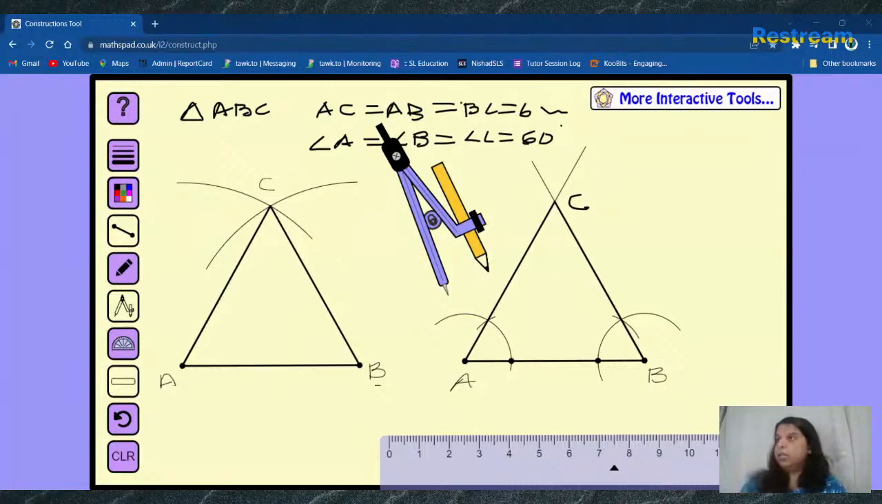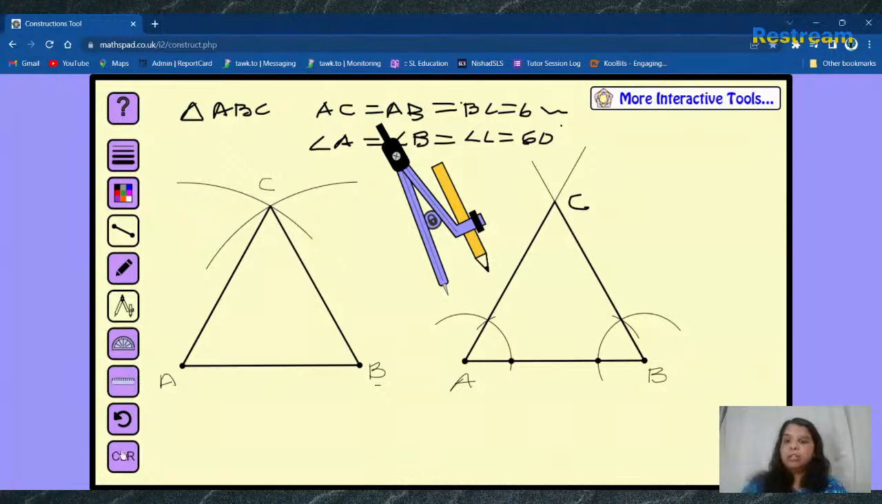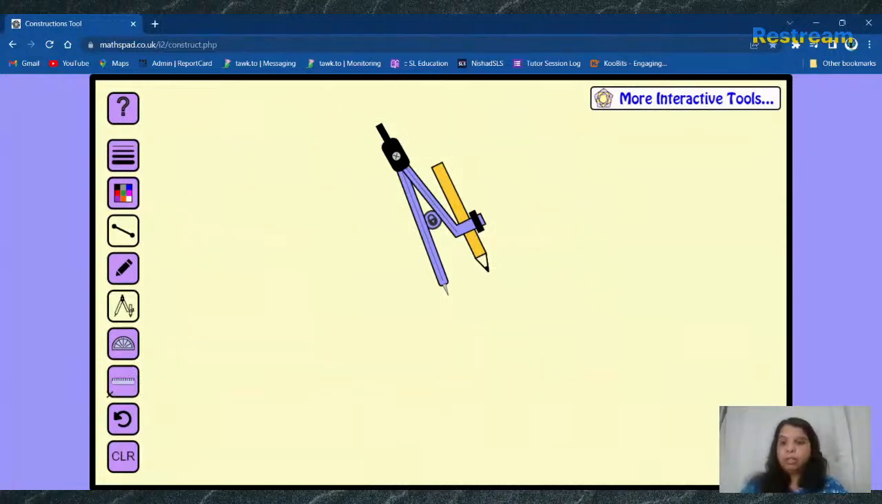Now this is a question that we can do. I don't know whether I can be able to, but they have given you some steps over here. So I'm going to follow those steps and show you how to draw that. Okay.